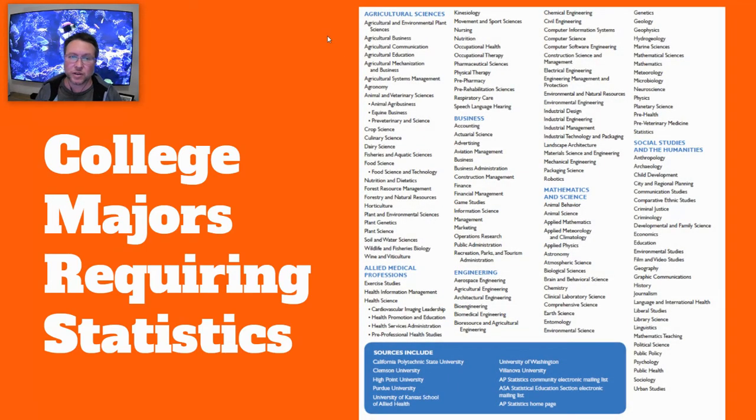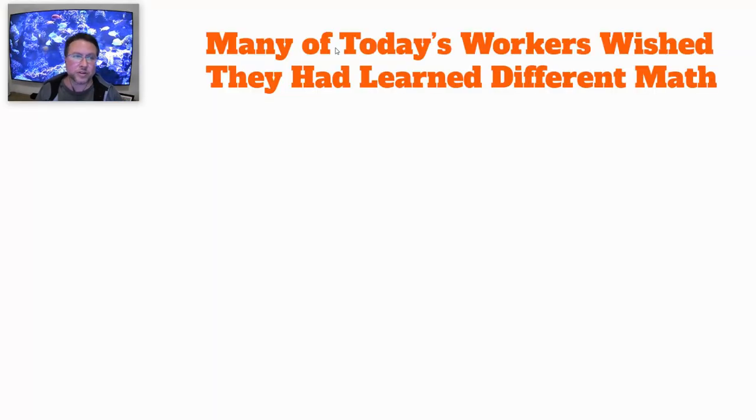So this shows you that regardless of what you plan on studying in college, you're probably going to have to take at least some level of statistics. Obviously, some more than others, into greater depth and difficulty. But this gives you an idea of different majors that would require at least some level of statistics.